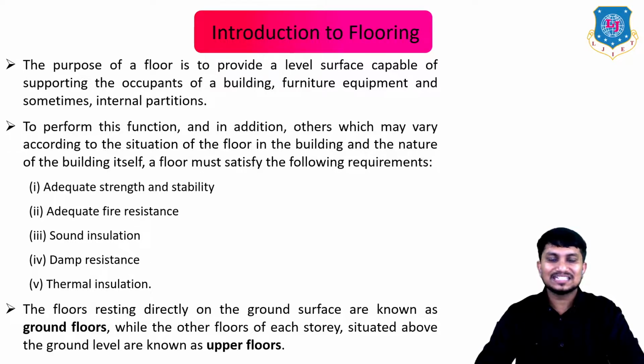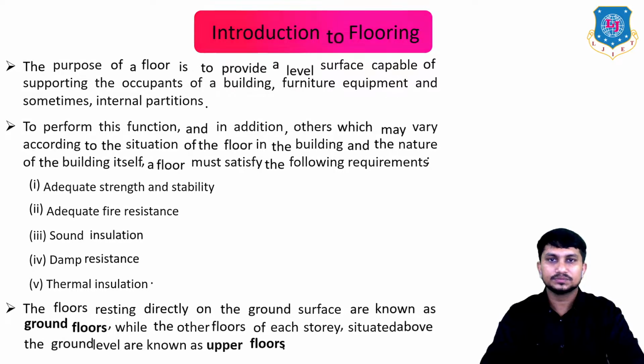A floor must satisfy various requirements: adequate strength and stability, adequate fire resistance, proper sound insulation capabilities, damp resistance, and thermal insulation. Floors resting directly on the ground surface are known as ground floors, while the other floors of each story situated above the ground floor are known as upper floors. Okay, so this is the difference between ground floor and upper floor.